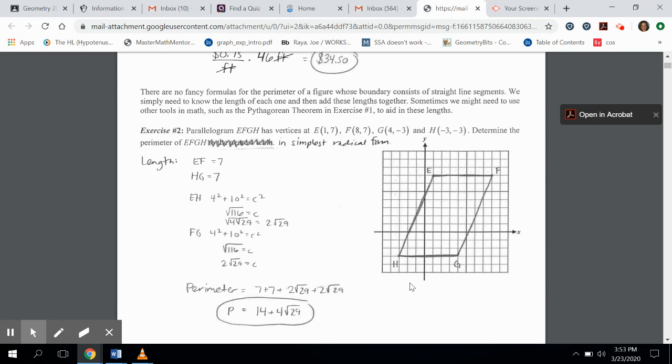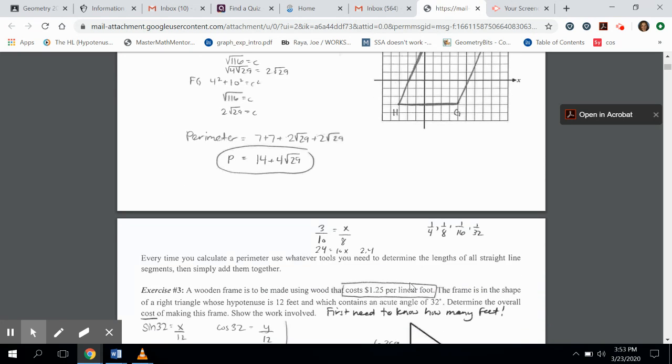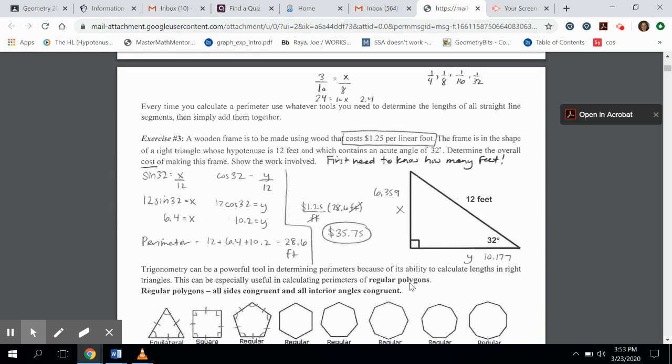If we go to the back of the sheet now, still working with ideas we know. We're going to involve a little bit of trigonometry here and again, talk about money. So now you are making a wooden frame. It costs you $1.25 per linear foot. So you're thinking one-dimensional segment. I can measure that. The frame is in the shape of a right triangle, gives you the hypotenuse, and it gives you an angle. I need the overall cost.